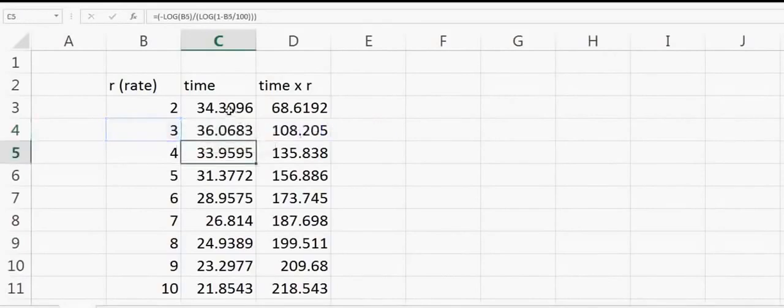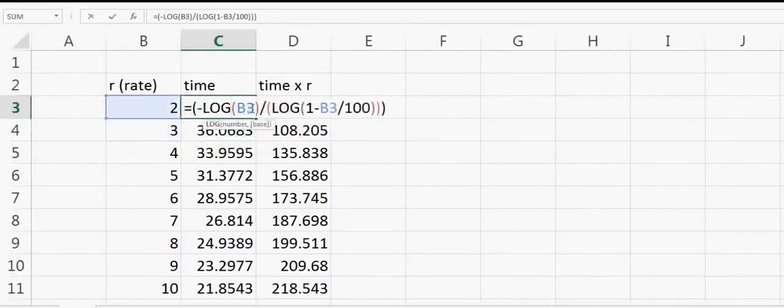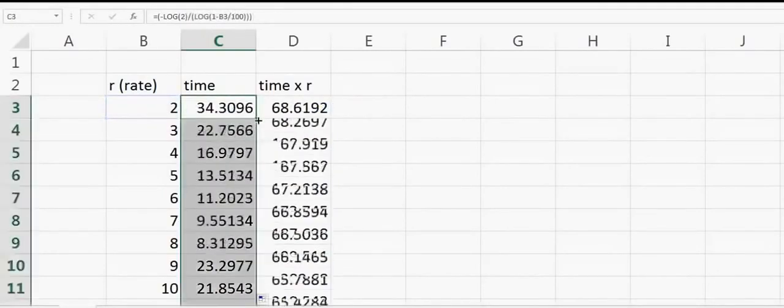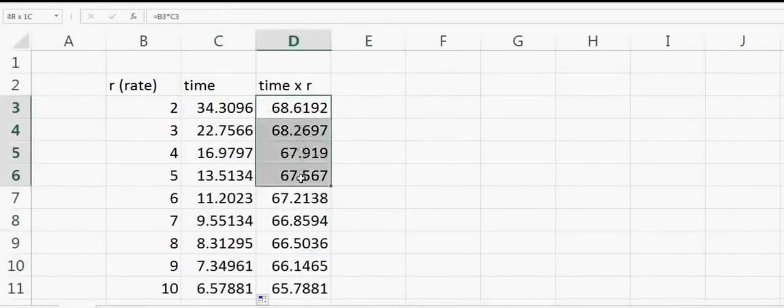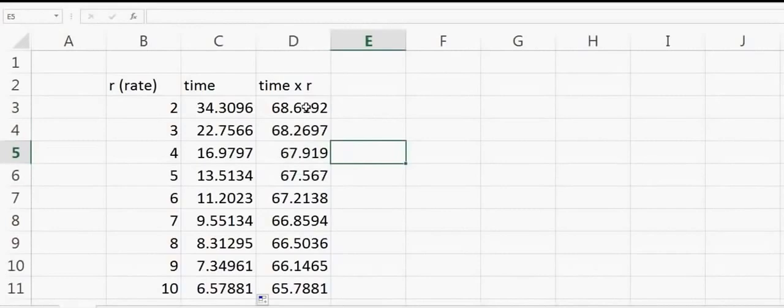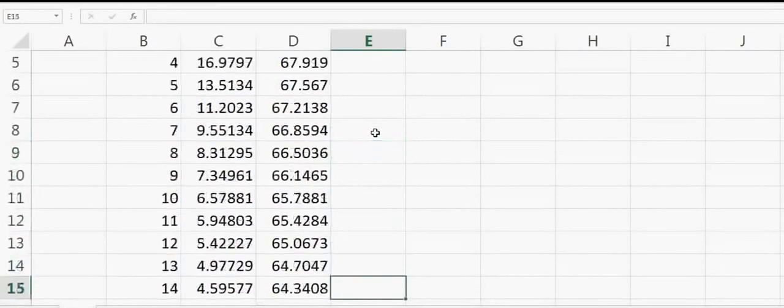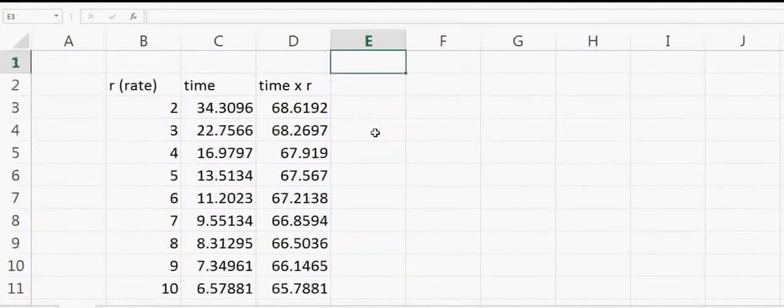Okay, I did something wrong. So this should not be log of rate, it's log of 2. So we have to do this, and now you can see that time into r is always equal to, or very close to, 70. So that's why we always use the rule of 70. We can also call it the rule of 68 or rule of 69, but this is all about the approximation.